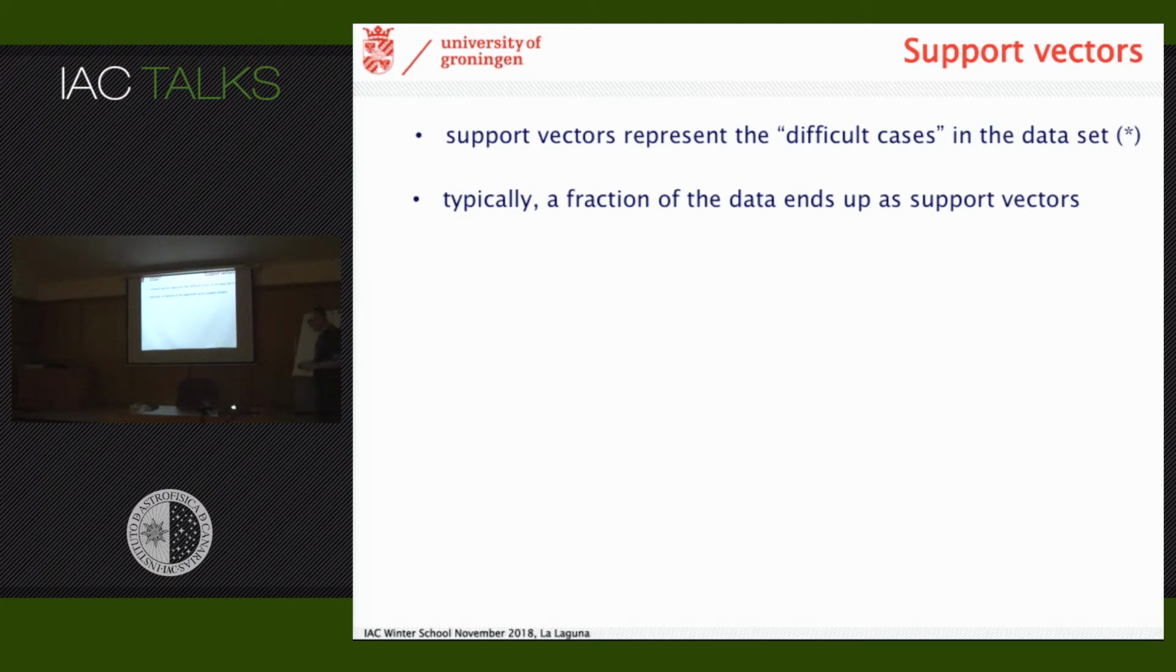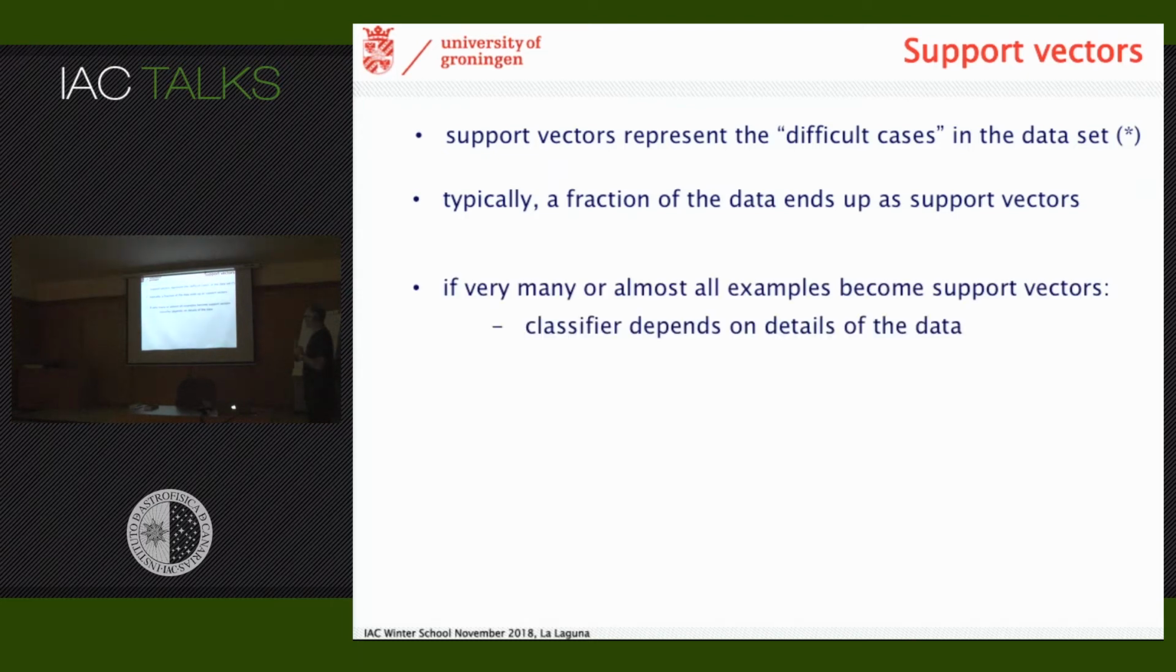Typically, if you run the support vector machine on your data set, a fraction of the data will be support vectors, and the others will not be support vectors, right? So you find the difficult ones that you need to define the correct separation, and the other ones are stable by accident, sort of. Now, what if you observe that there are very many support vectors in your data set? Or even all examples become support vectors. Well, what does that mean? That means the classifier, the support vector machine, depends a lot on the details of the data set, right? What does that mean? What are we up to? If I change my data set a little bit, I will get a completely different classifier. How does that sound? Not very good, right?